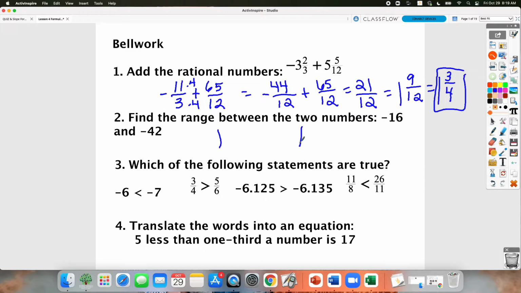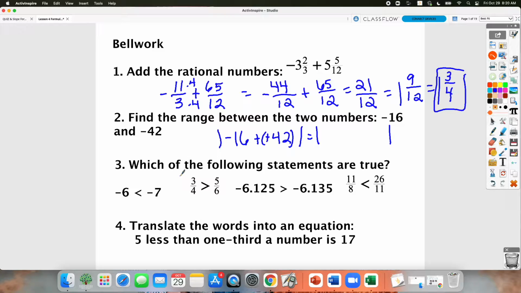So I'm going to subtract negative 16 minus negative 42. Okay, so I'm going to keep my absolute value bars and subtract what's inside. Now, negative 16 minus negative 42, I can either just type that whole thing in my calculator, or I could change it to an addition problem because subtracting a negative is the same thing as adding a positive. So you can type it either way into your calculator. What should I get?